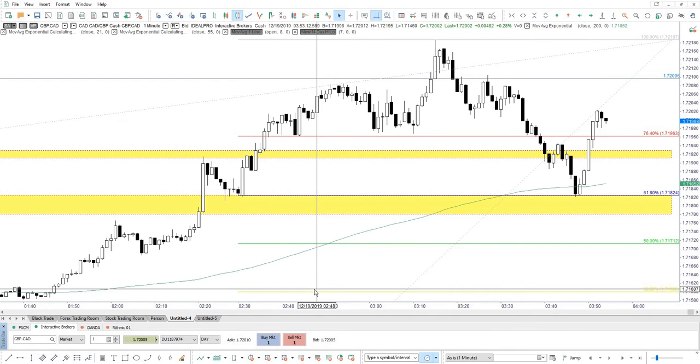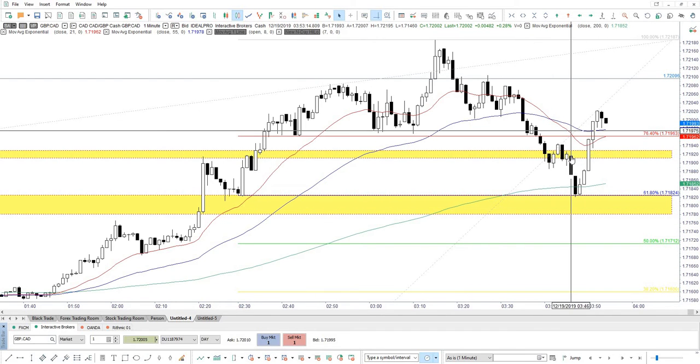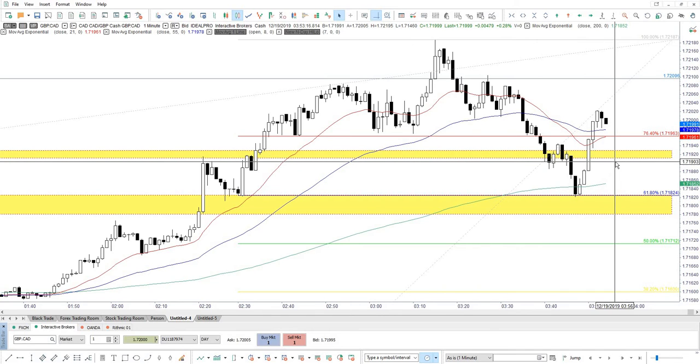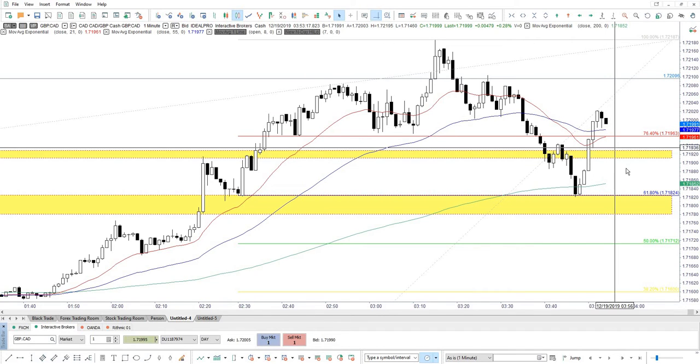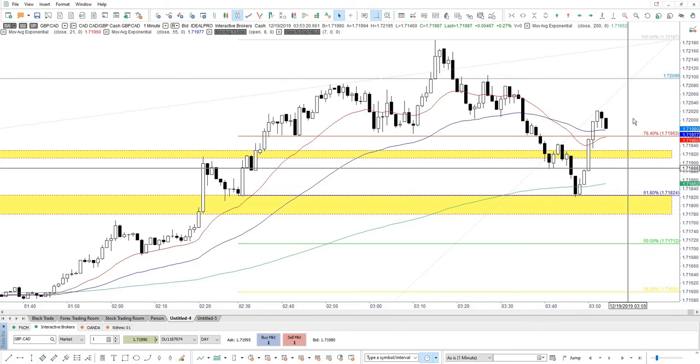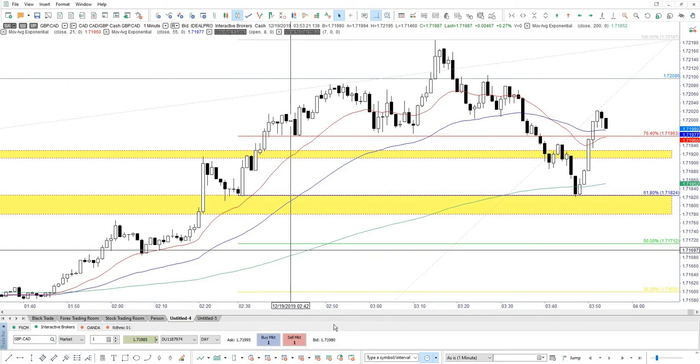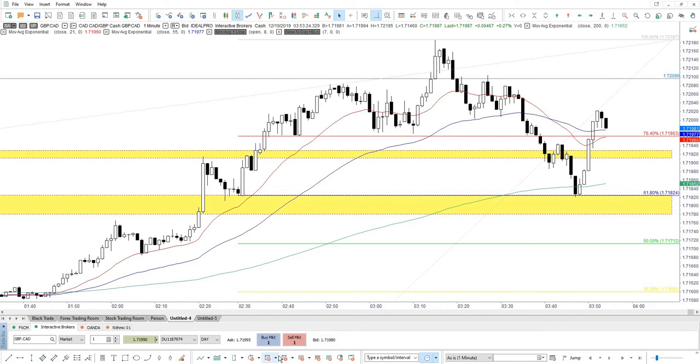Okay, so let's go to the 1 minute chart. We want to see a higher low, then we can try to take this to the upside. So let's see, let's be patient.